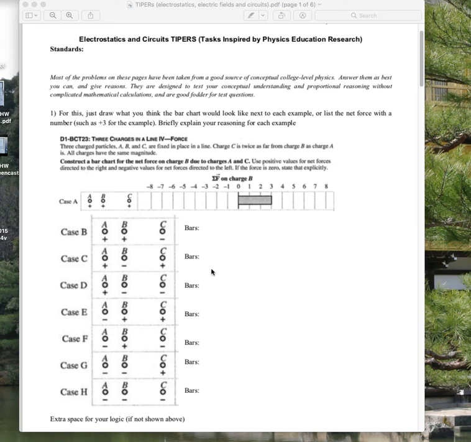All you have to do with this, by the way, was just to write down what you thought the summation of the forces on charge B would be. So you've got three charged particles, A, B, and C fixed in place. Charge C is twice as far from B as charge A. All charges have the same magnitude. So construct a bar chart or just tell me the net force on B due to the charges A and C. Use positive values for net forces directed to the right and negative values for forces directed to the left. For forces of 0, state that explicitly.